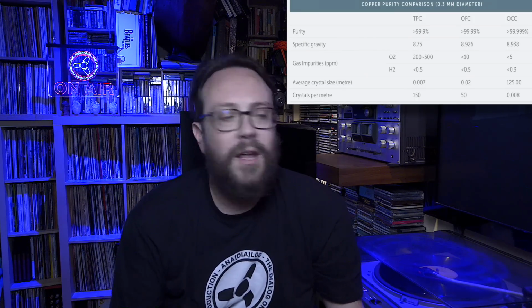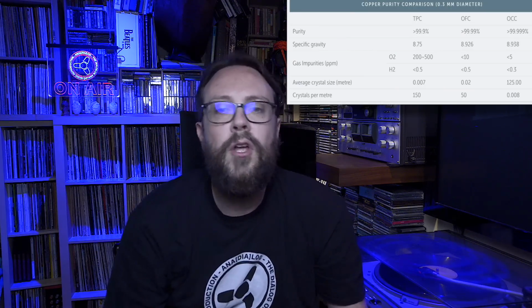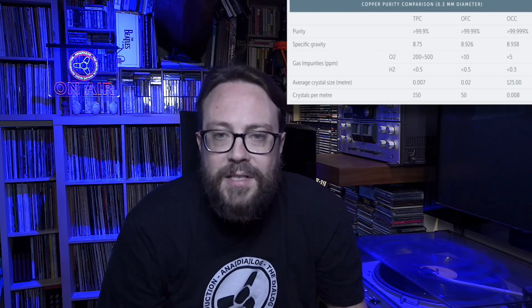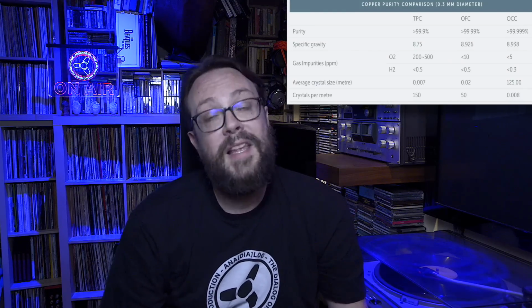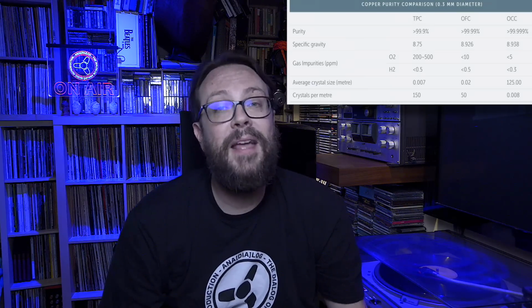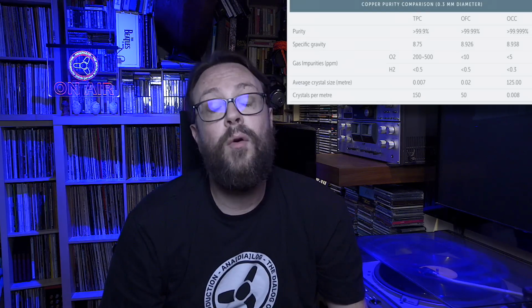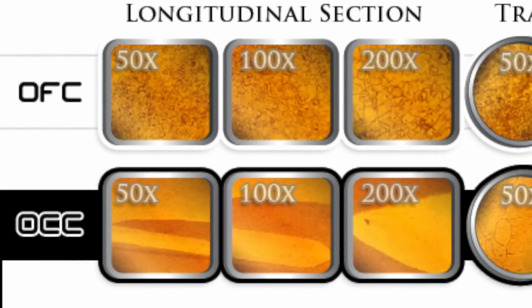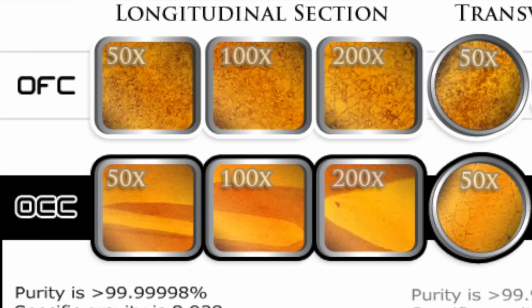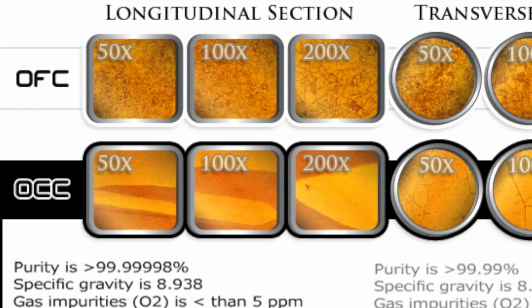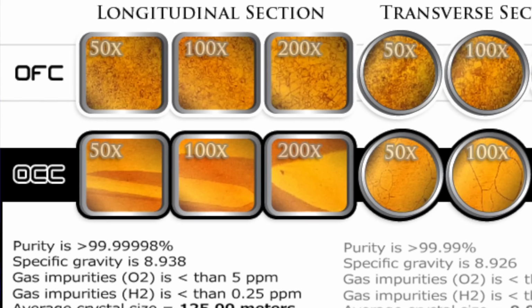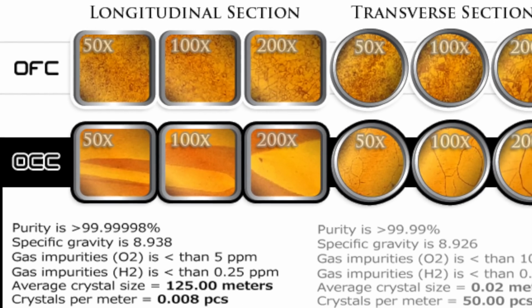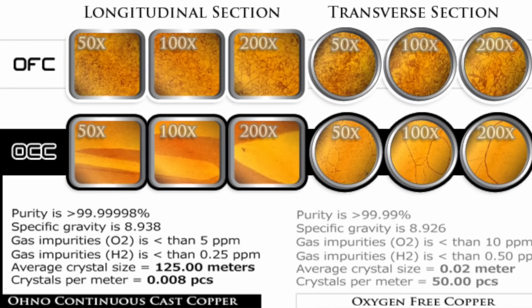In any case, we're talking about speaker cables, interconnects, not a chance. It's always the same crystal, which means we have a number of impurities of less than 5 ppm, parts per million. Wow. Half that of OFC. And when you start to have these, it's very difficult to do. And as we have said, the crystal is just one. Actually, you have 0.008 crystals, not even one, per meter.